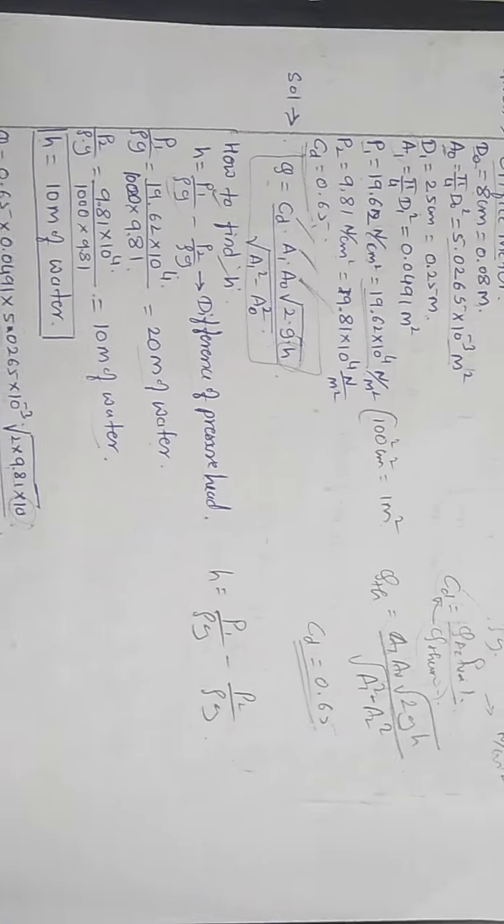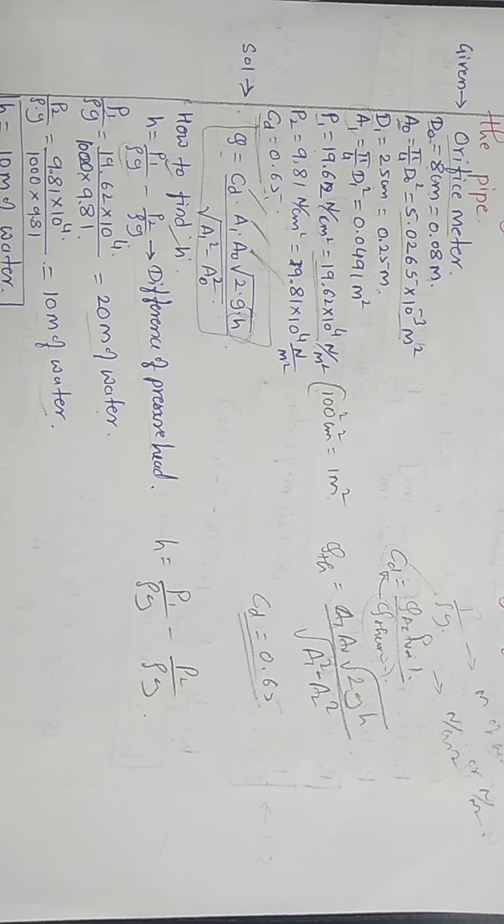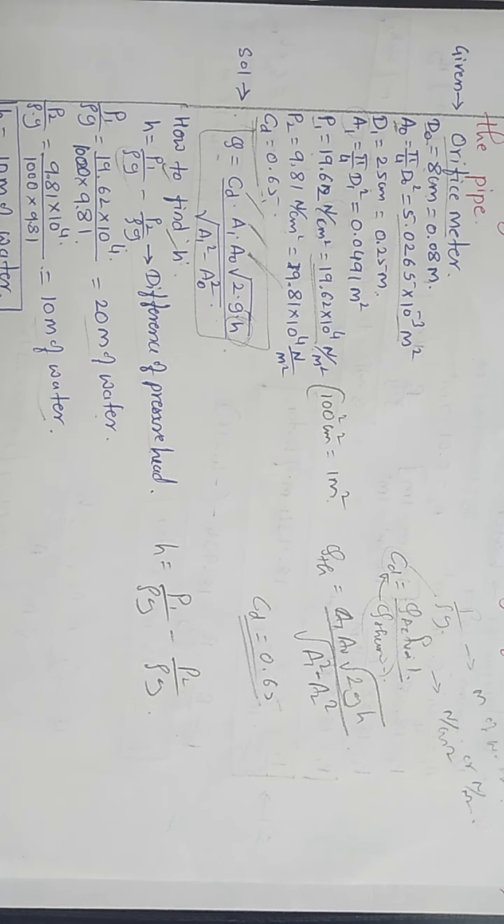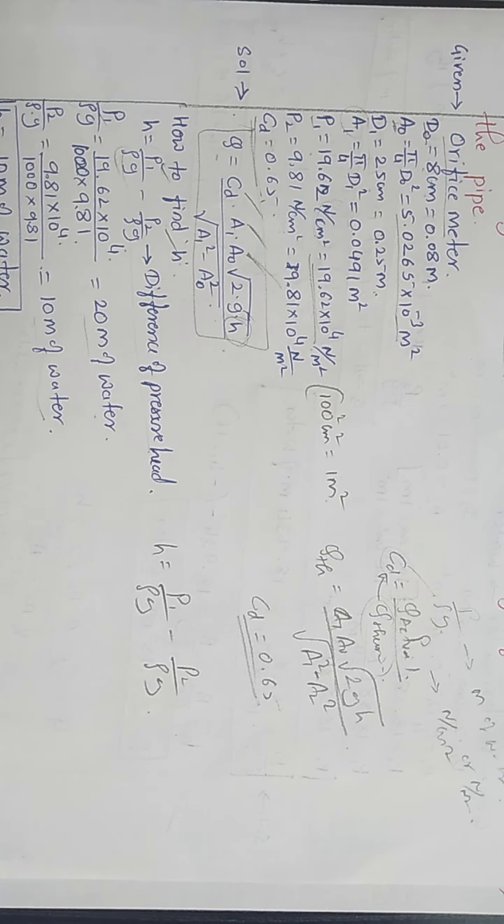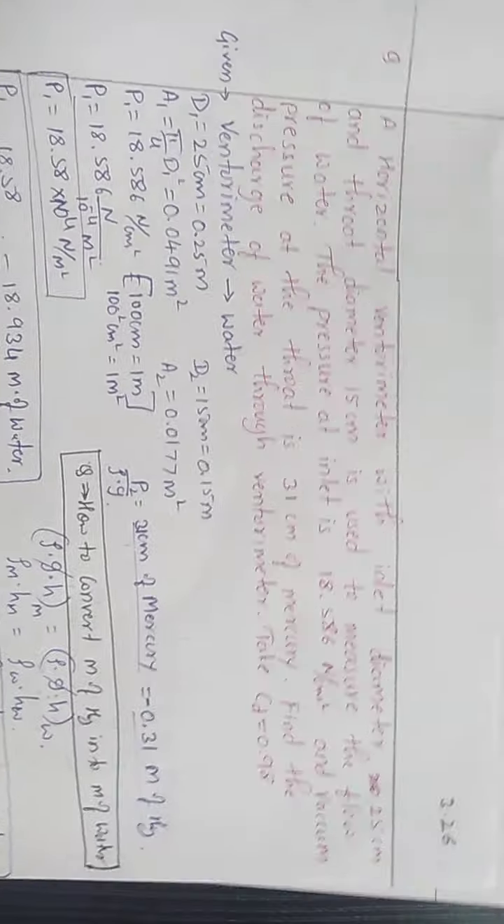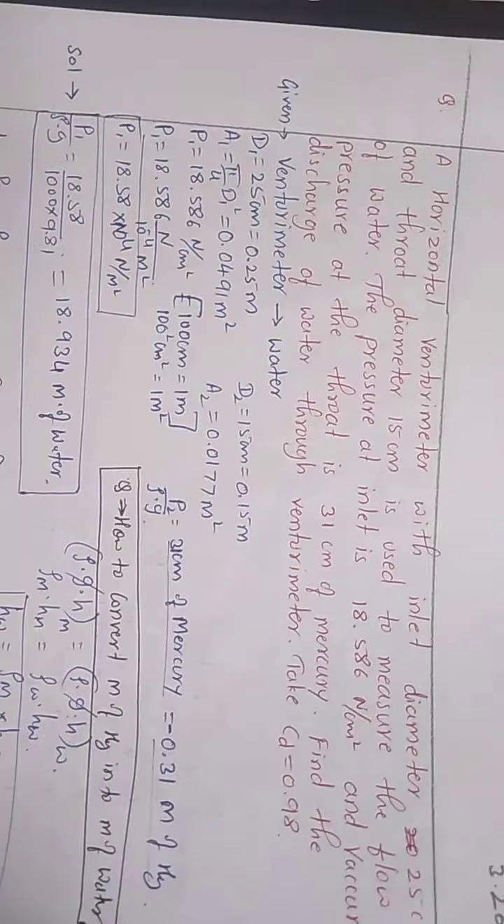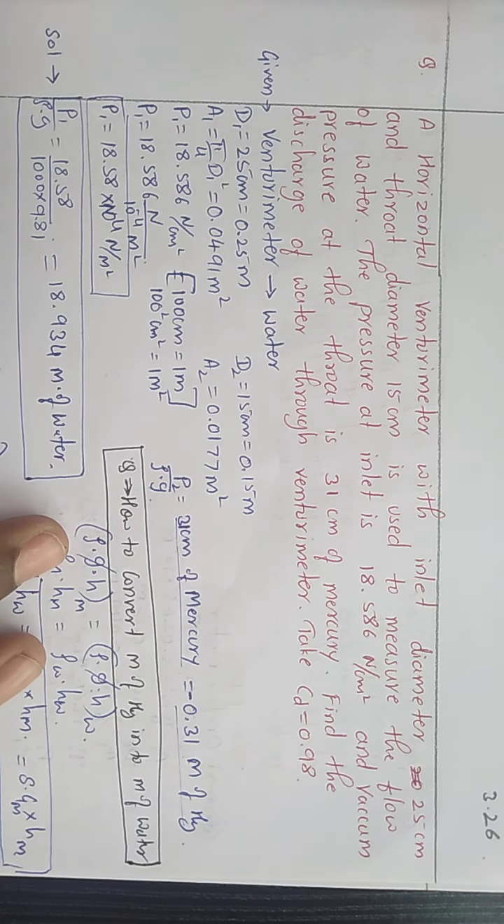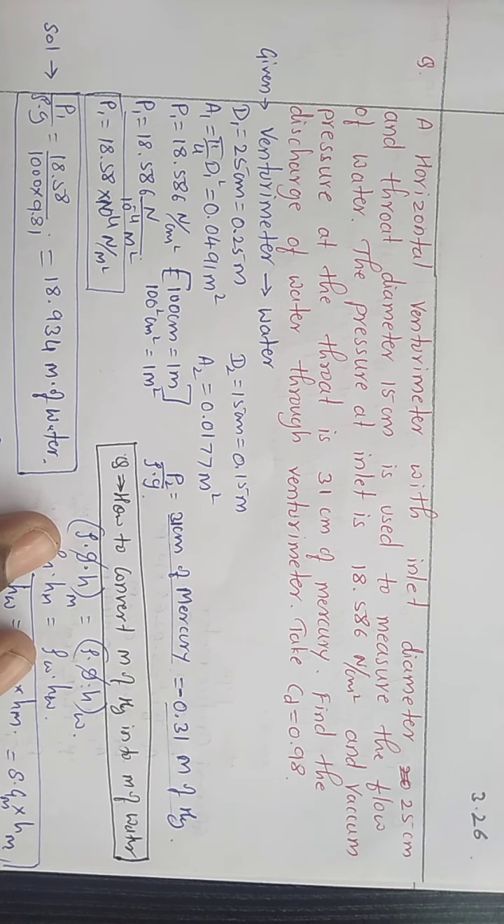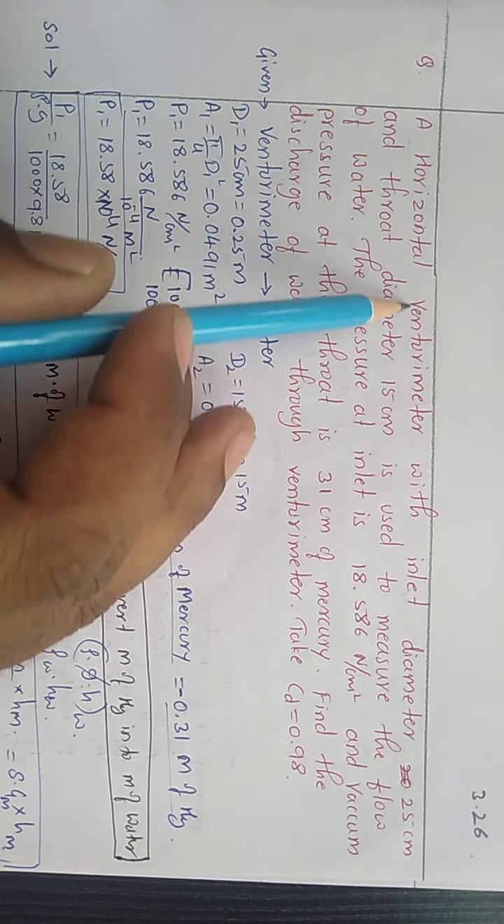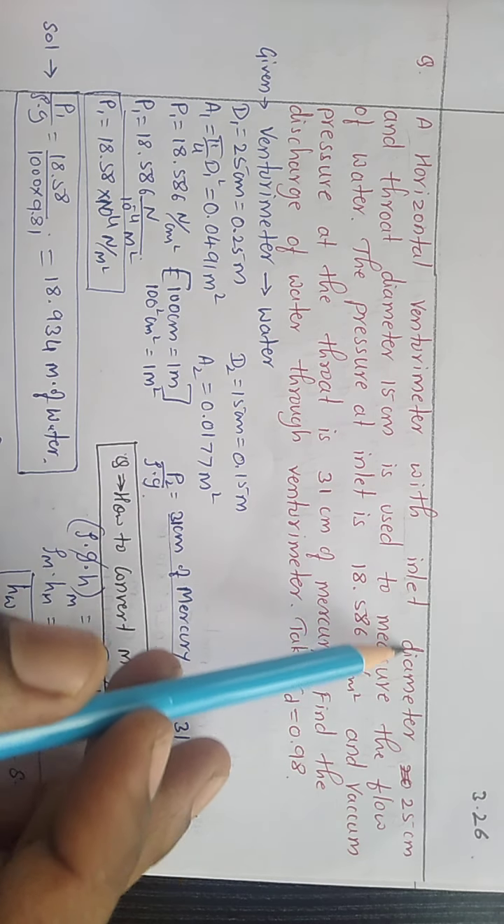So this is a very simple problem on orifice. If you know the concept, you can easily solve the problems on orifice and venturimeter. They are almost the same, except only the CD value will change. So now let's take up examples on venturimeter.